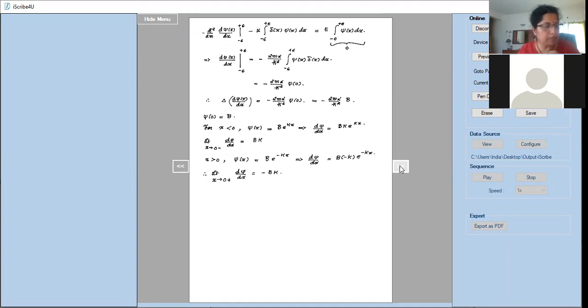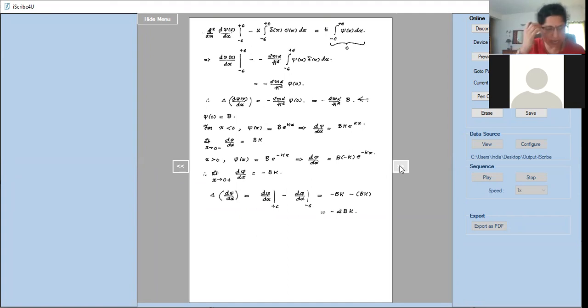So now, what is your delta dψ/dx? It should be equal to the difference in dψ/dx at plus epsilon minus dψ/dx at minus epsilon. At plus epsilon it is minus bκ, and at minus epsilon it is plus bκ, so it is going to be minus 2bκ, right? So now let us put it back into this equation here.